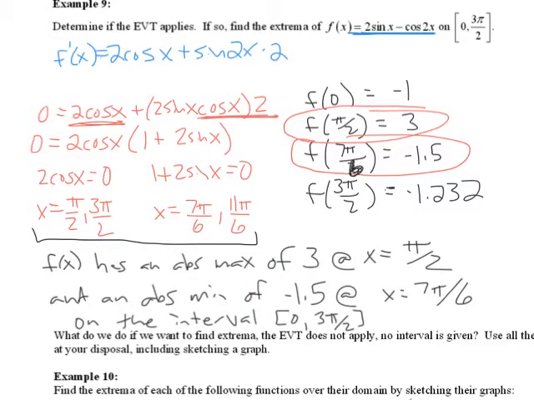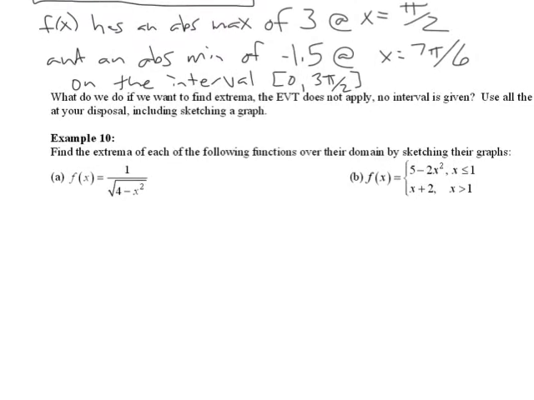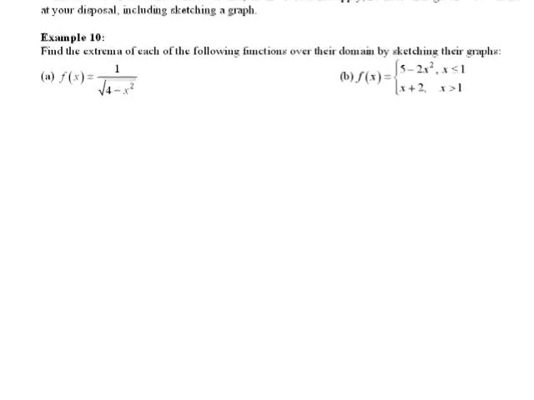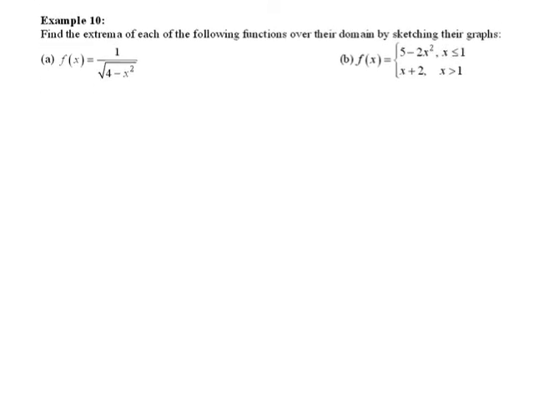f of x has an absolute maximum of 3 at pi halves and an absolute minimum of negative 1.5 at 7 pi over 6 on the interval 0 to 3 pi over 2. Alright, sometimes an interval is not given to us, and when that happens we may not be able to find what's going on without first drawing a sketch.